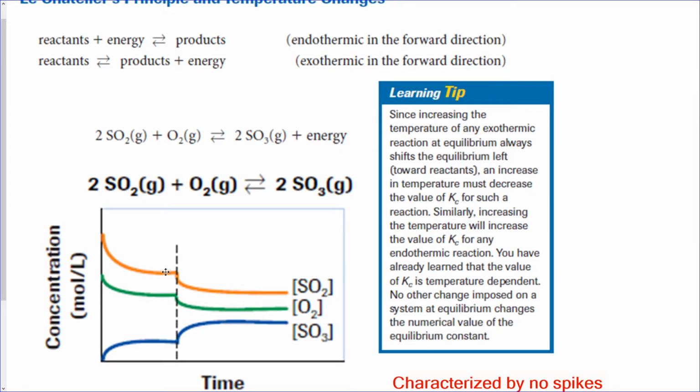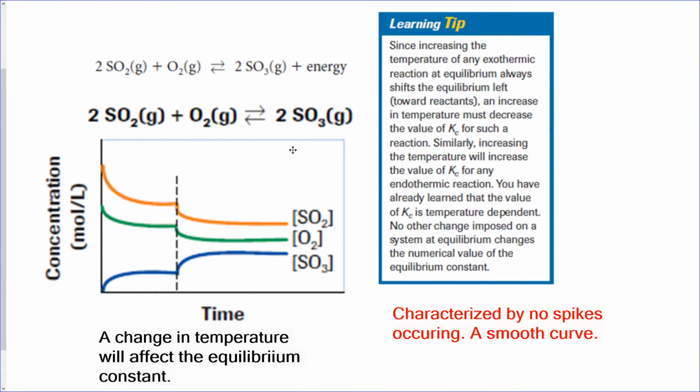If we increase the temperature, the equilibrium is going to shift to the left. Or in other words, we are going to have a lower concentration of our products and a higher concentration of our reactant. However, in this picture here, we have a decrease in temperature. So if we decrease the temperature, if we decrease the energy, the opposite is going to occur.